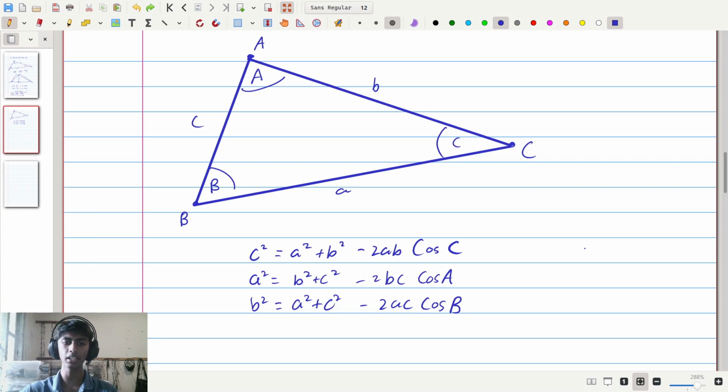And we do not. We can clearly see when this angle C is 90 degrees, cosine of C is 0, which then means that c squared is a squared plus b squared, hence Pythagoras. So now let's prove the cosine rule.